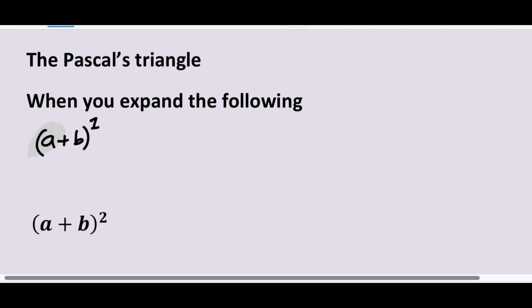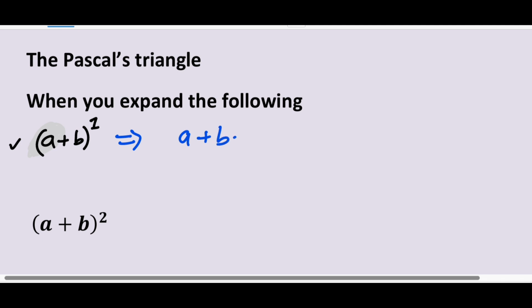Now, I want us to try the following, and then we're going to come up with what we're calling a Pascal's triangle after the following expansion. Example 1, a plus b raised to power 1. We all know if you take a number and then raise it to power 1, it becomes the number itself. So this one should give us a plus b.